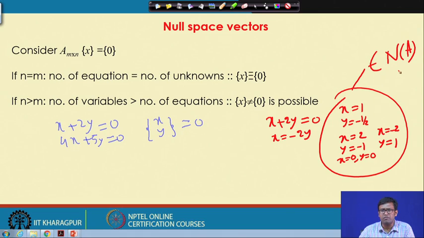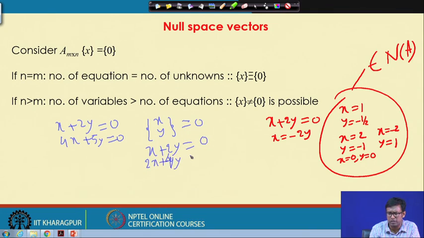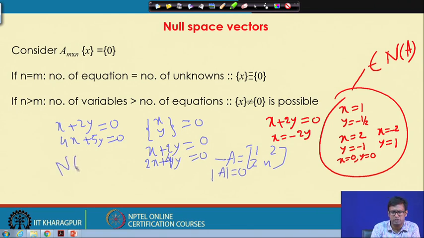Now, if the number of equations is equal to the number of unknowns, the null space is usually 0, provided the equations are not repeating. So, we can have another case like x plus 2 y is equal to 0, and the second equation 2x plus 4 y is equal to 0. Then the matrix A is 1 2, 2 4, and this is a singular matrix, determinant of A is equal to 0. It will also have a null space which is not only 0, which has vectors more than the 0 vector.